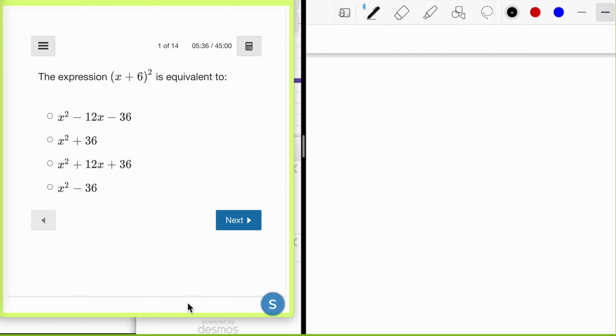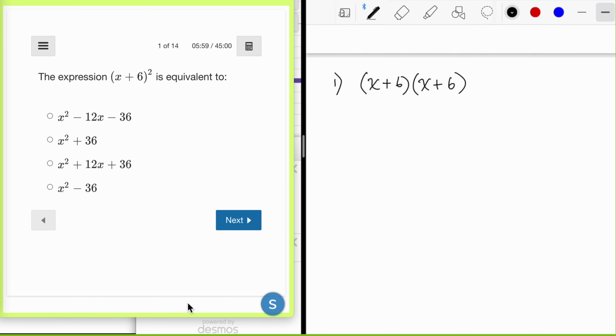Practice test, so you could expect that it's going to be a good chunk, or at least a representative chunk, of the actual test. When you see something that's a binomial raised to a power, you want to be thinking of it as two separate factors. So x plus 6 multiplied by x plus 6.